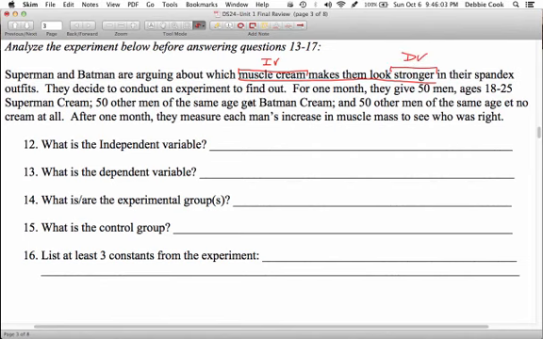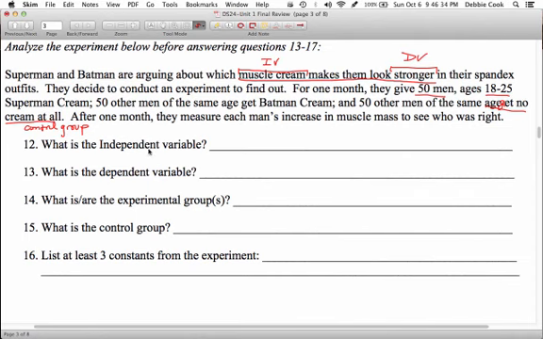They decide to conduct an experiment to find out. So for 1 month, they give 50 men, ages 18 through 25, Superman cream. 50 other men of the same age are going to get Batman cream. And then 50 other men of the same age get no cream at all. And this no cream at all, whoops, typo, is what we would normally use. So this is already something that I can identify as my control group. After 1 month, they measure each man's increase in muscle mass to see who was right.